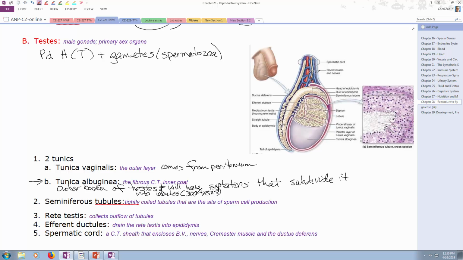vaginalis. So you see, they have their own visceral peritoneum, but then they actually push through the parietal peritoneum, and that's what you guys see. That's part of the spermatic cord and also makes up the external aspect of the tunica vaginalis.